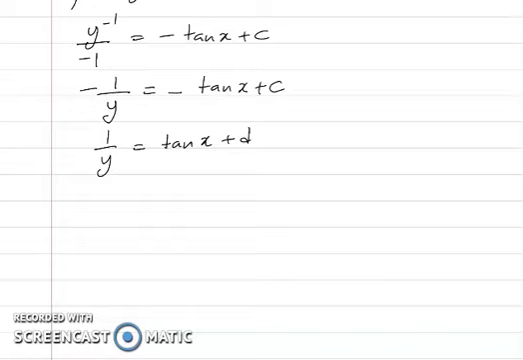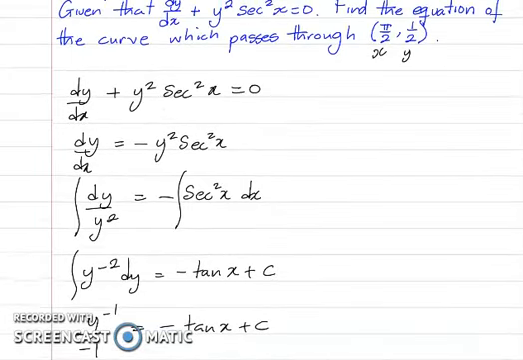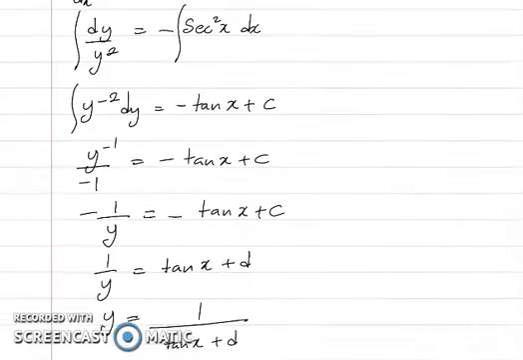If I wanted to, let's invert both sides. I have y is equal to 1 over the tangent of x plus d. All right, let's go to our boundary conditions, or we could do it before here, but we can do it here. The boundary condition says y is equal to minus a half when x is pi by 2.